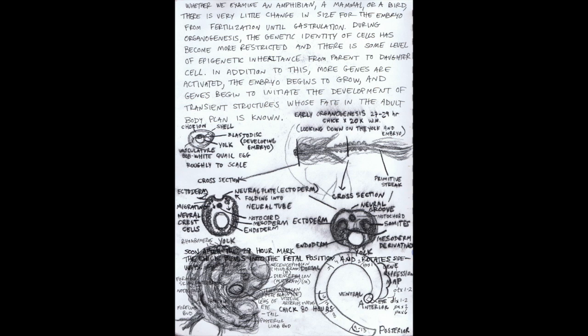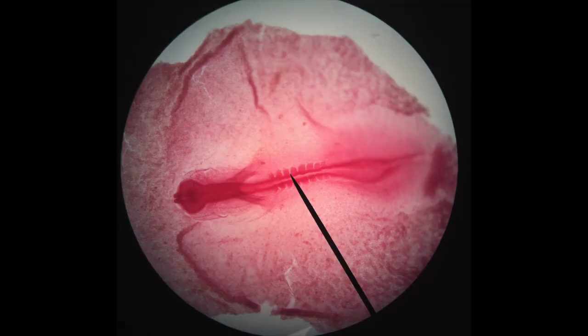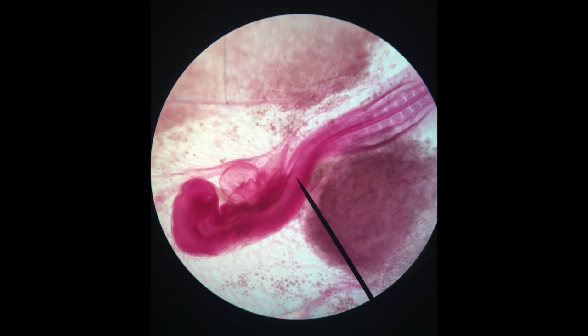In addition to this, more genes are activated. The embryo begins to grow, and genes begin to initiate the development of transient structures whose fate in the adult body plan is now known. So even at the very beginning of organogenesis, when our embryo is just this little tiny developing organism sitting on this blastodisc on the yolk, major gene expression events are initiating the construction of an entire bird body plan.